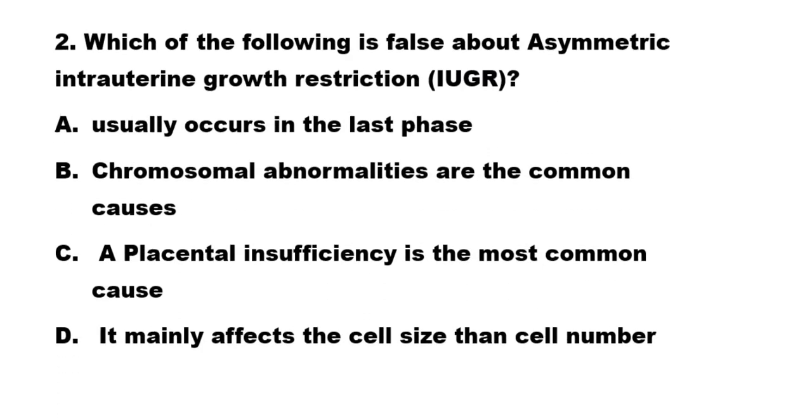The next question: which of the following is false about asymmetric intrauterine growth restriction? Asymmetric IUGR. A. It usually occurs in the last phase. B. Chromosomal abnormality is the most common cause. C. Placental insufficiency is the most common cause. D. It mainly affects cell size rather than cell number. Think over it for 5 seconds.